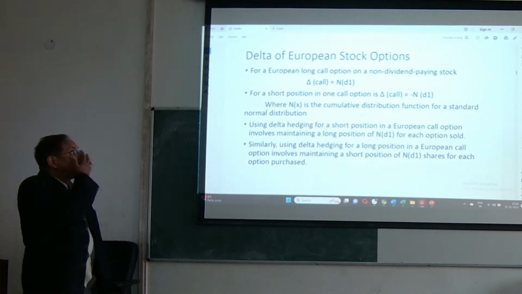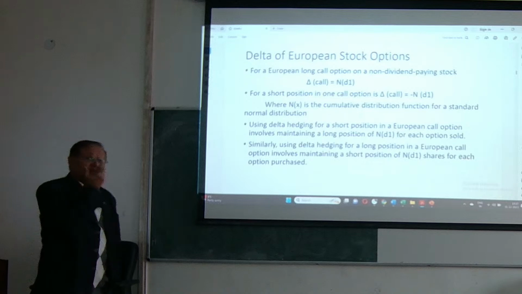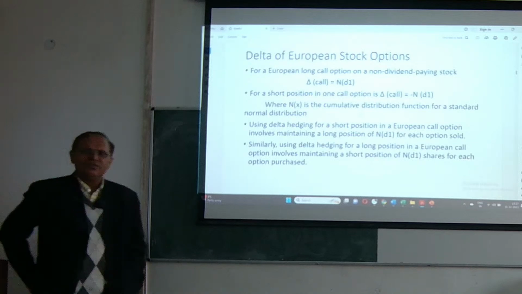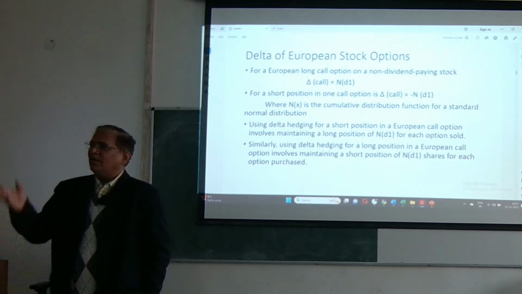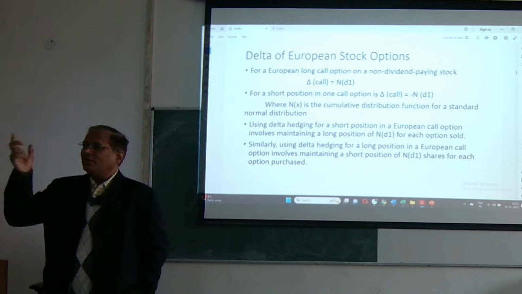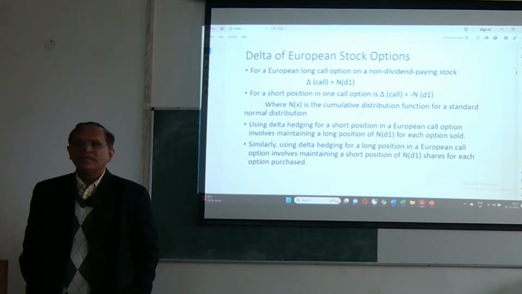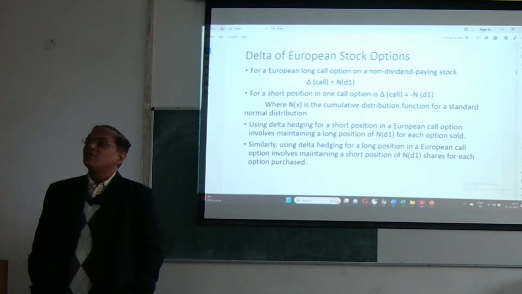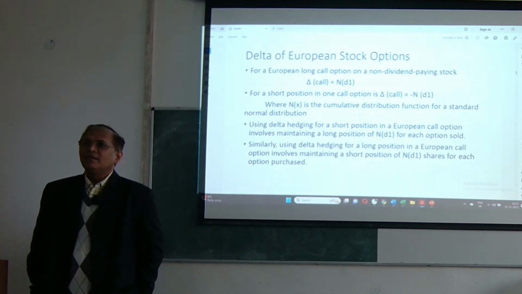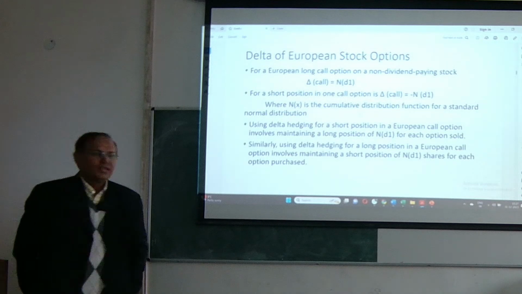Now, this is another important point. We all know D1, we all know ND1. How to get from D1 to ND1 by looking into the table, the 4-digit table, making interpolation, all this we learnt in the previous sessions when we were talking about the Black-Scholes model. Recall that in the Black-Scholes model, D1 and ND1 were required to be calculated.